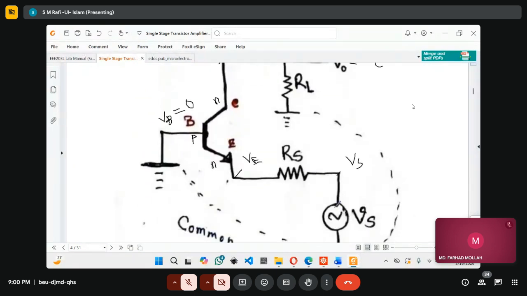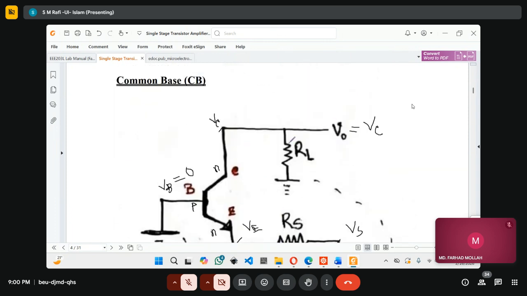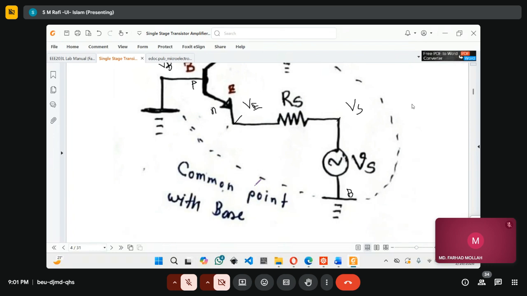Again, you see this input is connected between the emitter and ground on the other side. Ground means the B point, so the input is between emitter and base, and the output is connected between collector and ground. The ground in this case is the base. So the base is common to both input and output. That's why this is called common base configuration. Now is it clear?